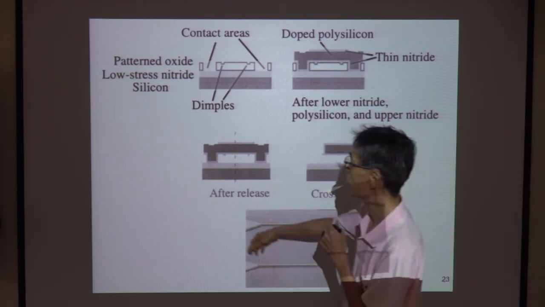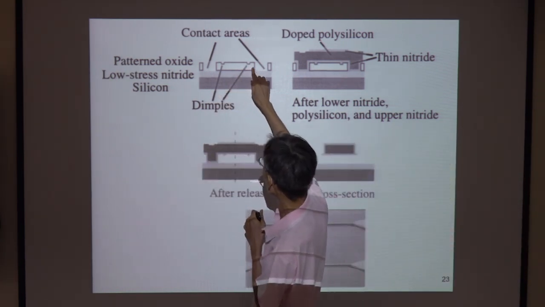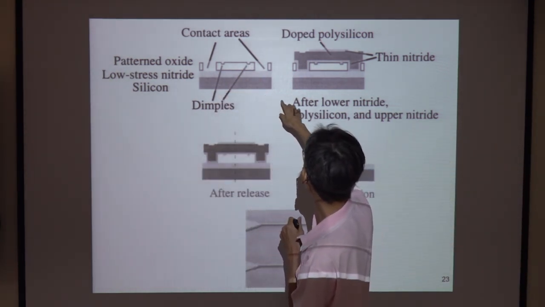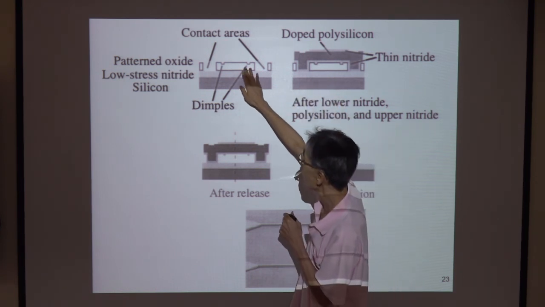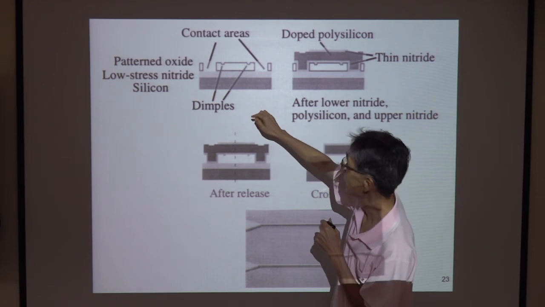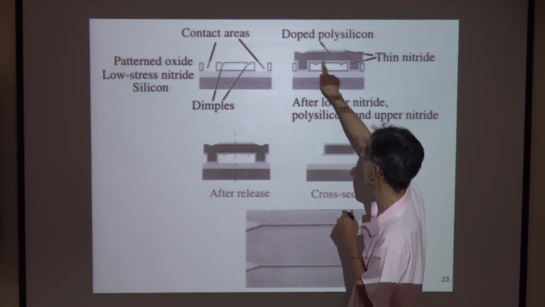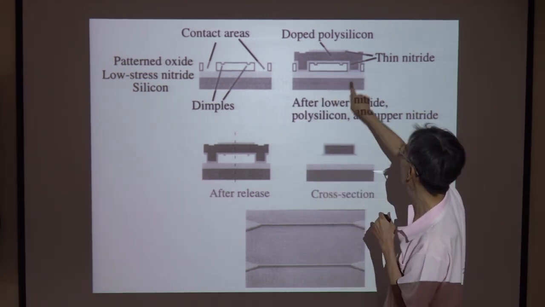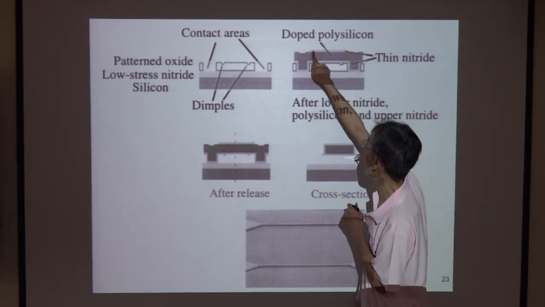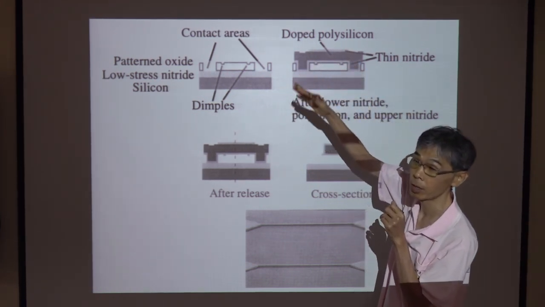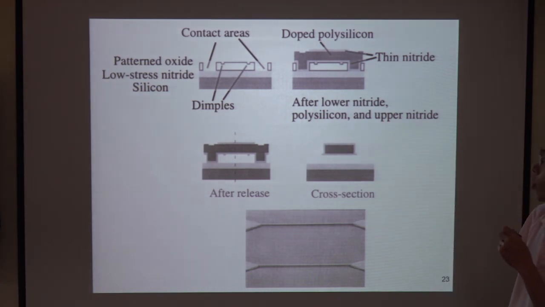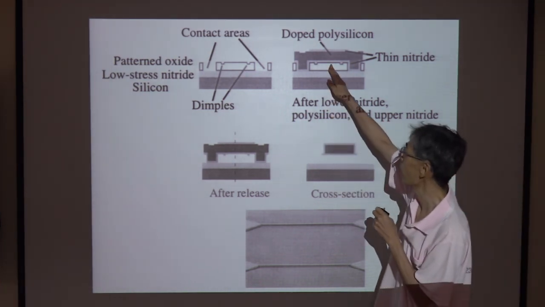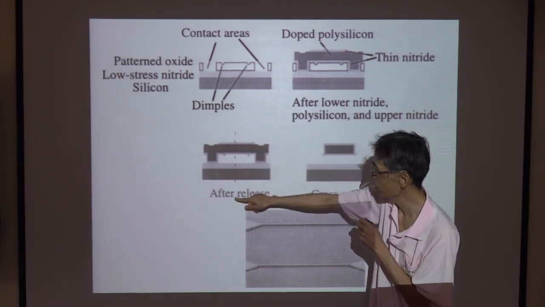Okay, so we have poly. So we have this oxide. Then on oxide, we have polysilicon. On polysilicon, we have nitride to separate the platinum and the polysilicon. So we remove the oxide. Then we have this one after release.